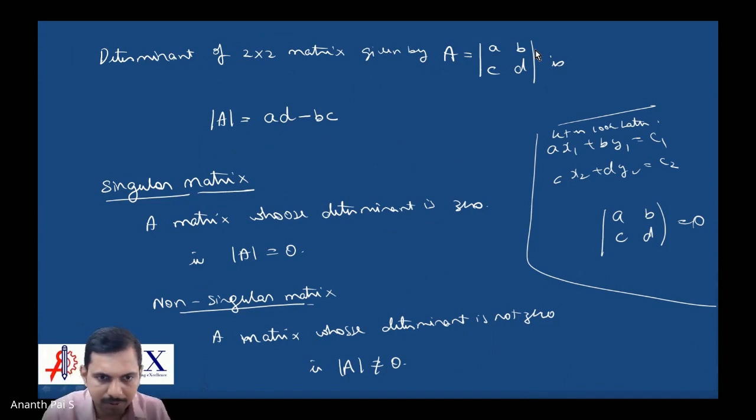Okay, very important. A singular matrix is one whose determinant is 0. This is very, very important. Fine. A non-singular matrix is a matrix whose determinant is not 0. That's a non-singular matrix.